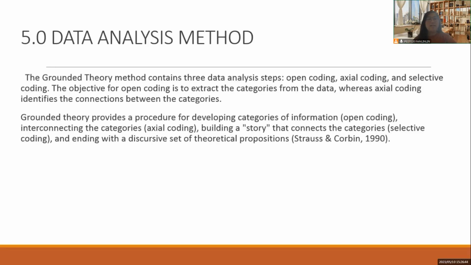The data analysis method. The grounded theory method contains three data analysis steps: open coding, axial coding, and selective coding. The objective of open coding is to extract categories from the data, whereas axial coding identifies connections between the categories.